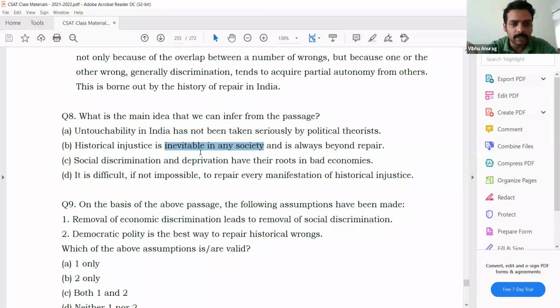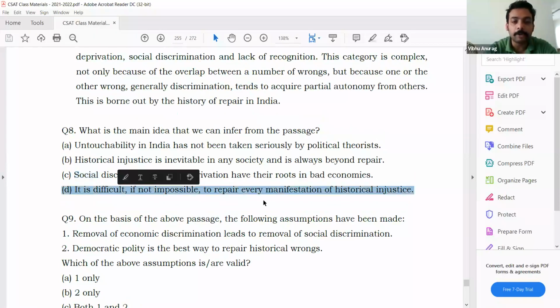Option C, social discrimination and deprivation have their roots in bad economies. The author is not saying that it's because of bad economies. It's a historical injustice. So C is wrong. And D, it is difficult, if not impossible, to repair every manifestation of historical injustice. Yes, that's what the author is saying, that it is extremely difficult to repair it. So question 8, did you get D? Did you get D?